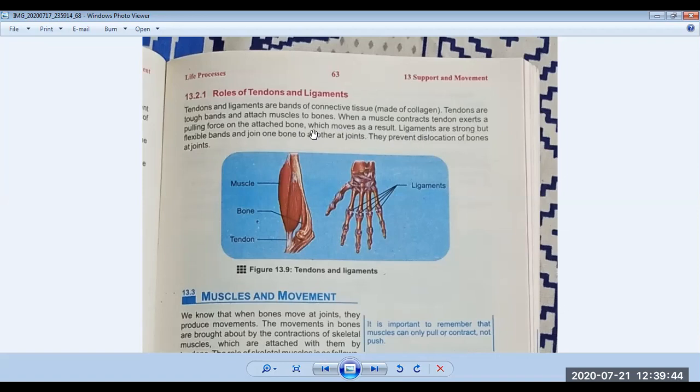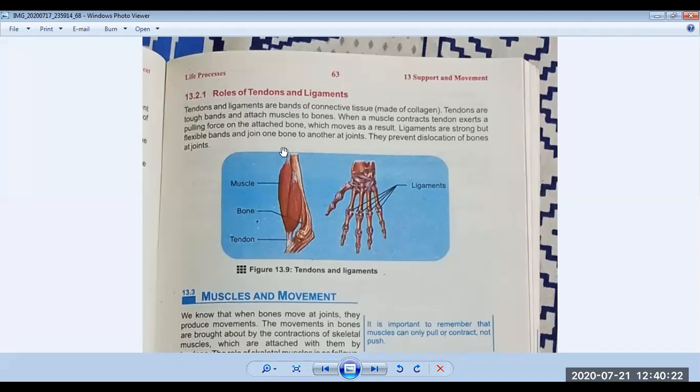Ligaments are strong but flexible bands and join one bone to another at joints. Ligaments are the opposite side of tendons. We have discussed that tendons are tough bands, but ligaments are strong but flexible bands that join one bone to another at joints. So they prevent dislocation of bones at joints. Definitely our bones have a specific area to join, so ligaments help prevent dislocation of the bone.